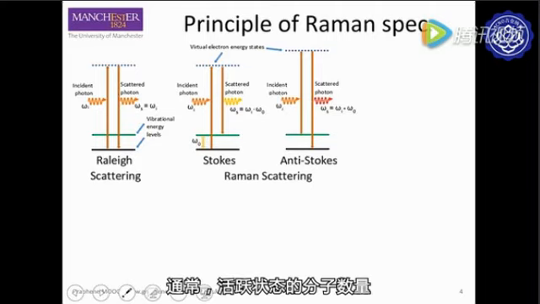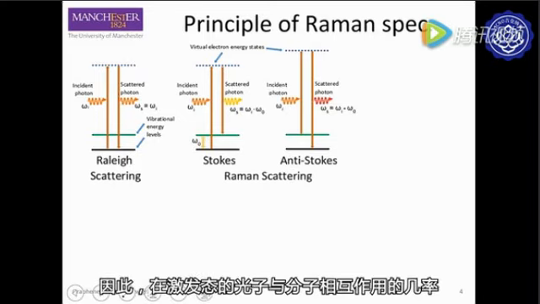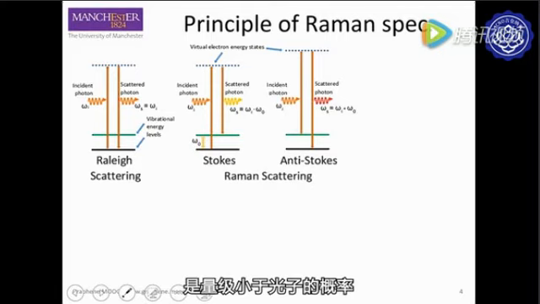Normally, the number of molecules already in the excited state is many orders of magnitude smaller than the number of molecules in the ground state. Therefore, the probability of an incoming photon interacting with a molecule already in its excited state is orders of magnitude smaller than the probability of the photon interacting with the molecule in its ground state.